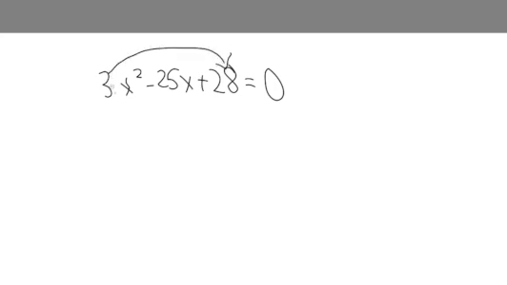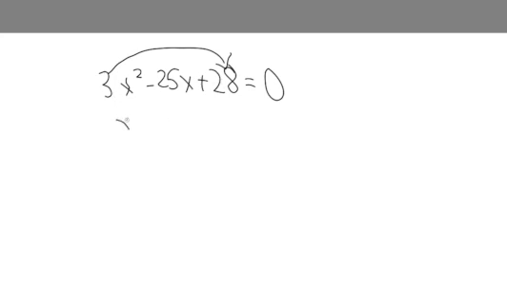3x squared, sorry, that x looks weird, minus 25x plus 28 equals 0. Now pause the video if you want to solve by yourself. If not, then continue. Let's continue. Okay, so in order to solve this, the first step is to divide this by 3 and then multiply the constant by 3.